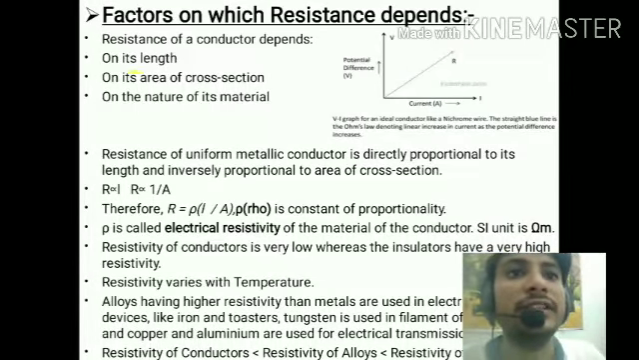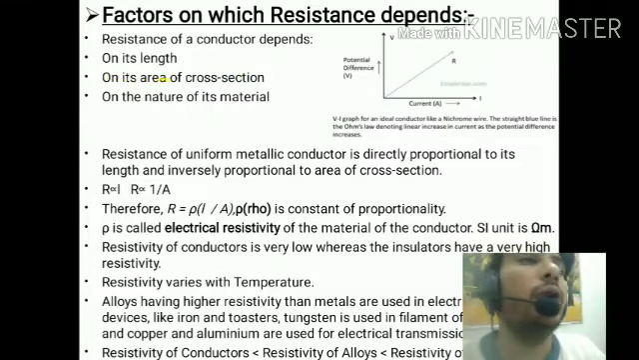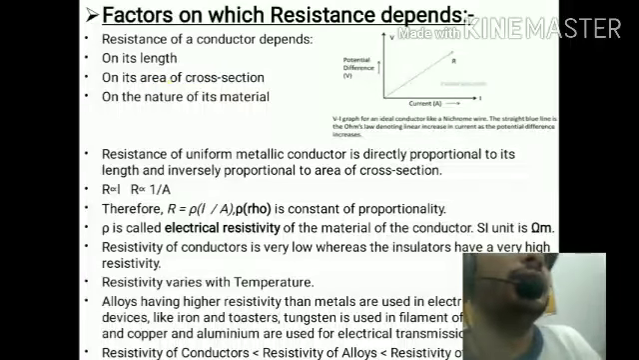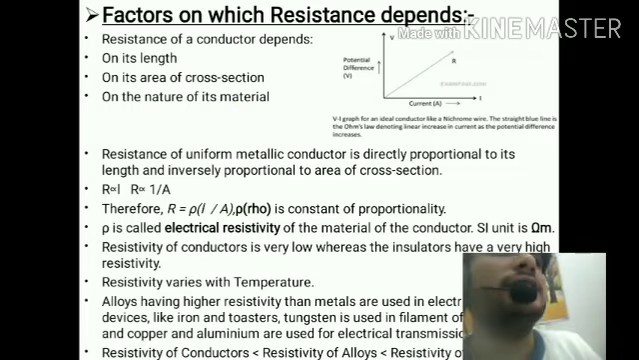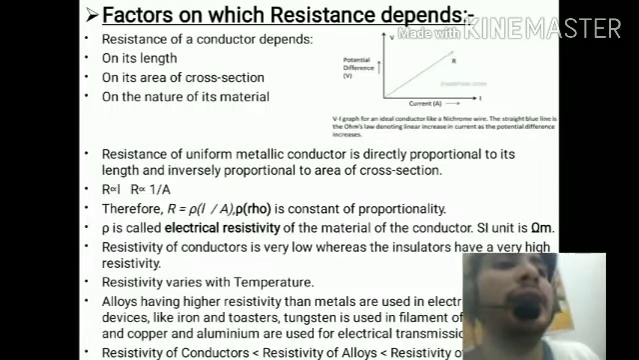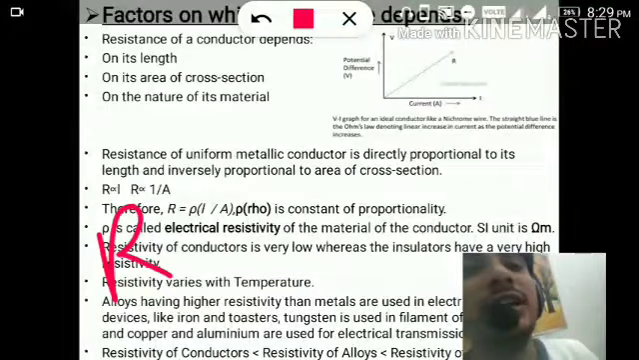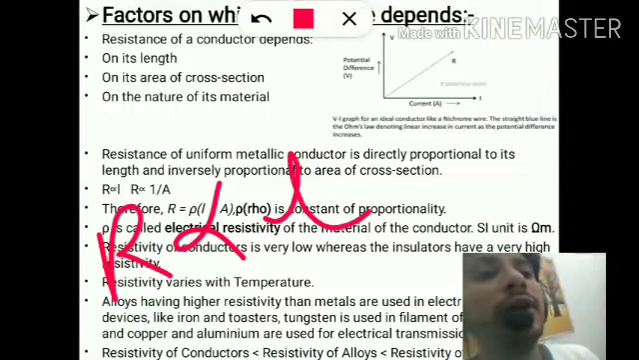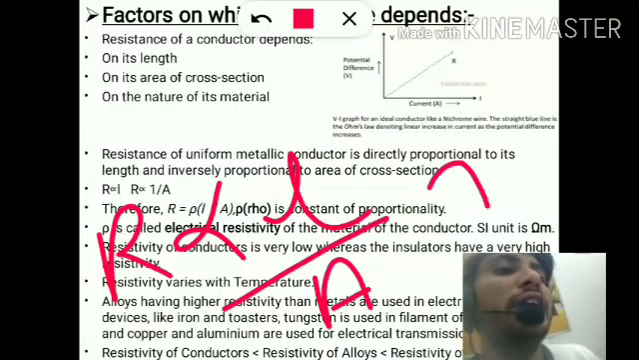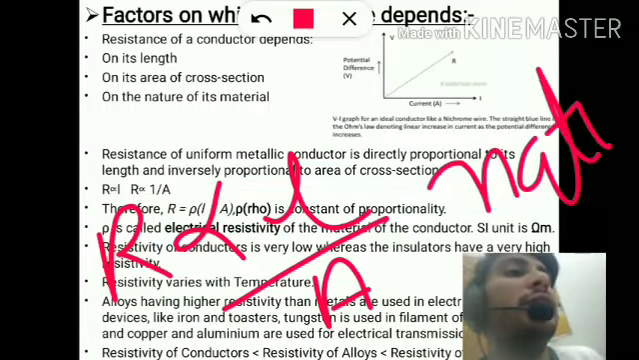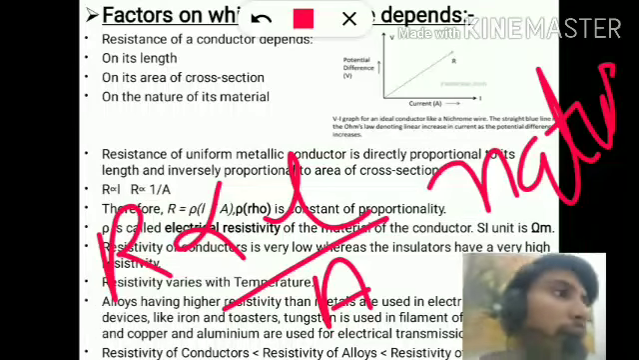First, resistance depends on the length of the wire. Resistance depends on the area of cross section, and resistance depends on the nature of the material. You can say the formula: resistance is directly proportional to the length of the wire and area of cross section of the wire and nature. Three things, resistance depends on these three things.